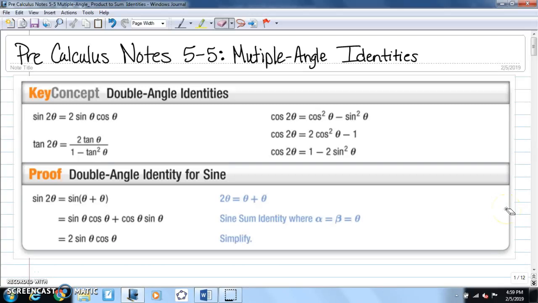Okay, we're going to talk about multiple angle identities today. So double angle identities: sine of 2 theta equals 2 sine theta cosine theta, and that's actually proven down here if you would like to look at the proof. Cosine of 2 theta we can write 3 ways, and you just choose whichever one works best for you at the time. Tangent of 2 theta is 2 tangent of theta over 1 minus tangent squared. And again, we're just going to be using these to simplify and to solve.